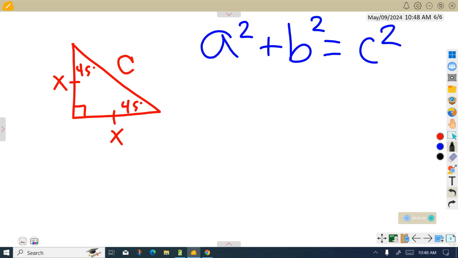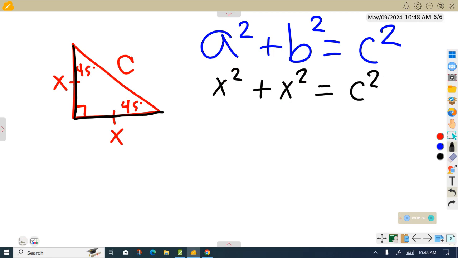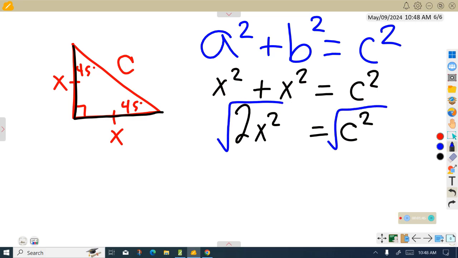The a and b will always be the sides that make the right angle. So if I plug in x squared to these two places, and then I get c squared there, we got 2x squared equals c squared. Now we're still trying to find an expression for the hypotenuse, and to get there, we only need one last step, the square root. So we get the square root of c squared is c, and on the left, we got the square root of 2 times x squared.